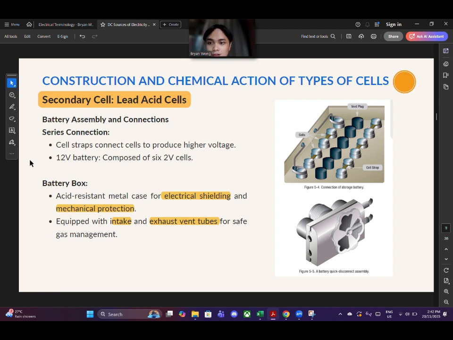For the battery box, it states that it is an acid resistant metal case for electrical shielding and mechanical protection. It is equipped with intake and exhaust vent tubes for safe gas management. So this is the construction of a battery box. As you can see based on this figure, it shows the connection of a storage battery. They are connected to produce a much higher voltage together. And here it shows a battery quick disconnect assembly.